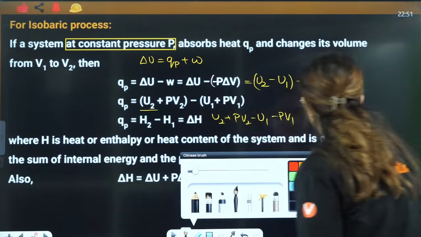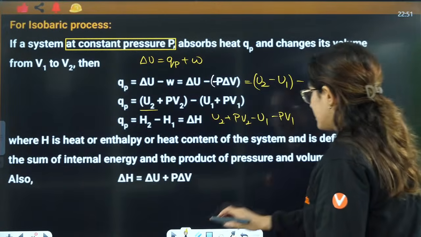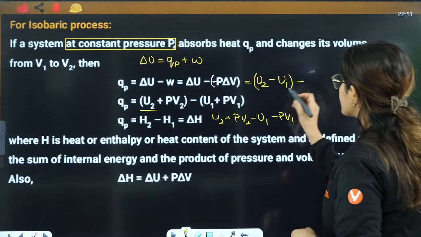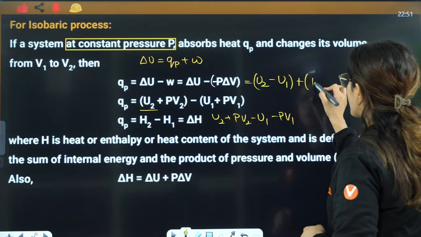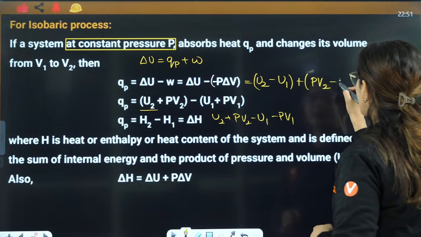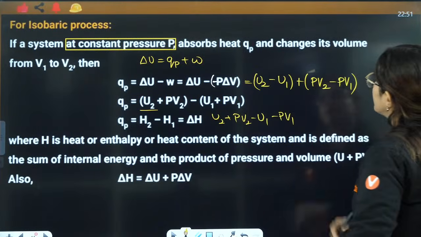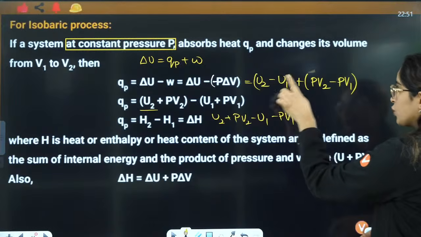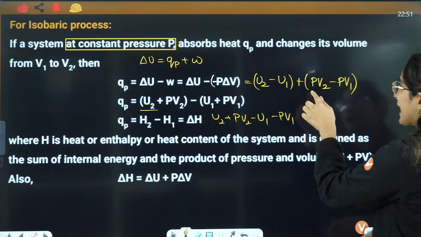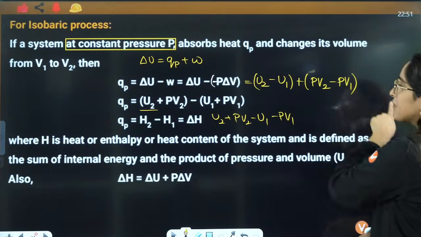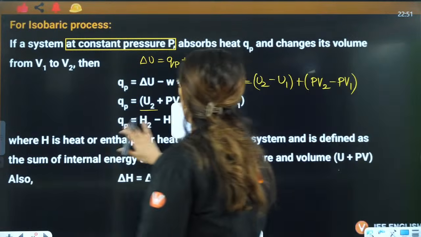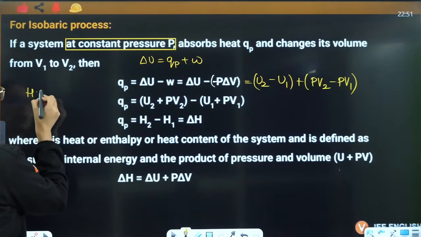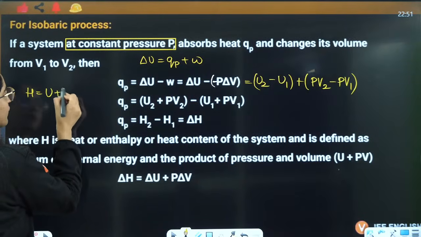Okay, now if you see this here, this is U2 minus U1, this is minus minus plus, this is PV2 minus PV1. Okay, now you see U2 plus PV2 minus of U1 plus PV1, right? Now you will get it, right? Then what is this? Now always remember H is equals to U plus PV.